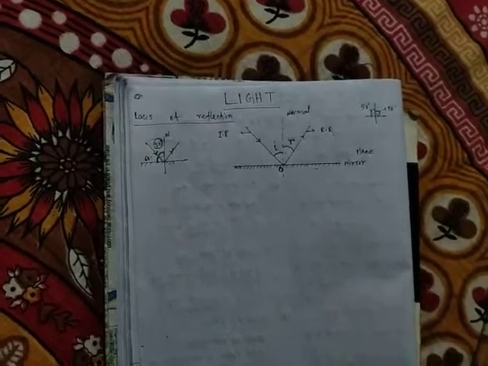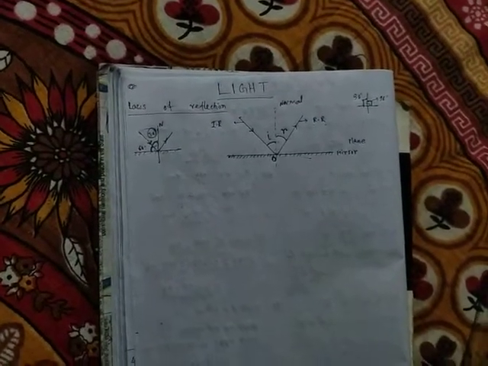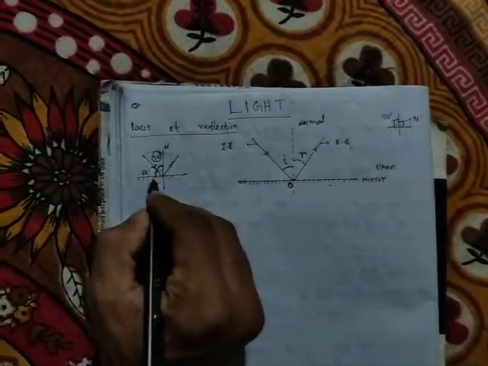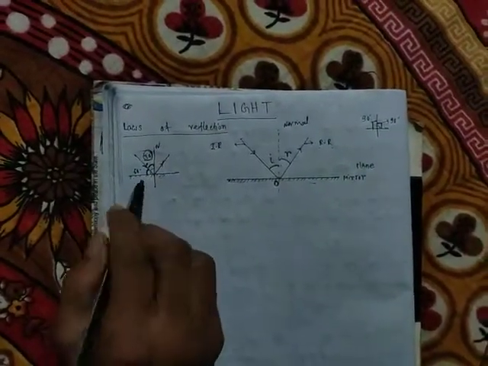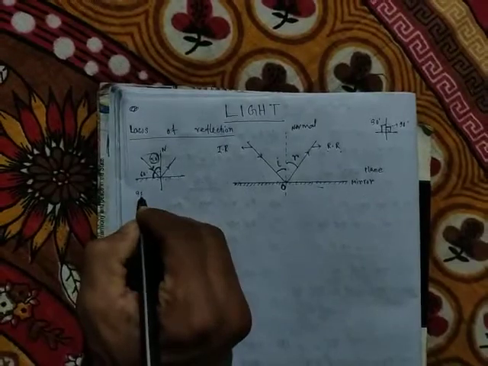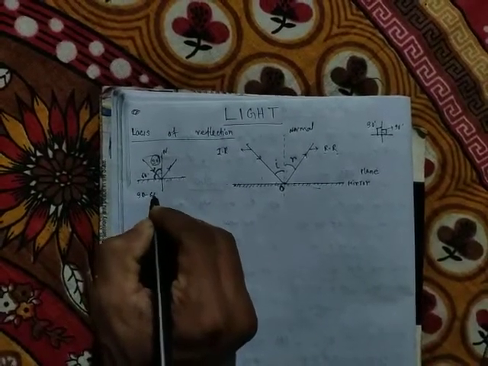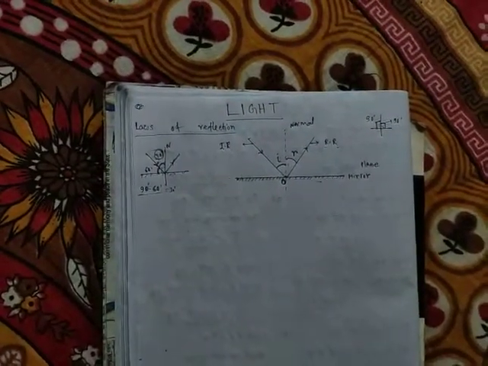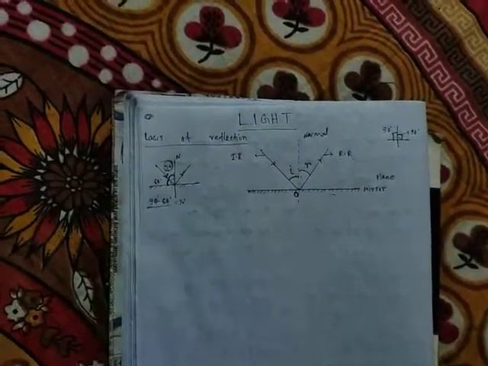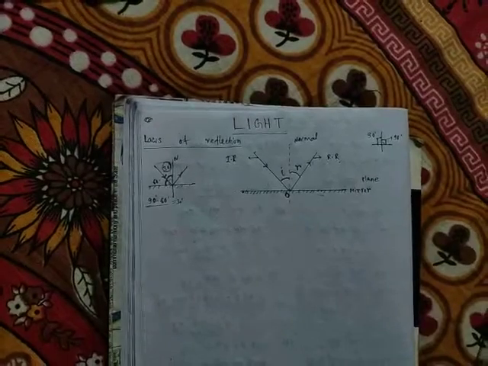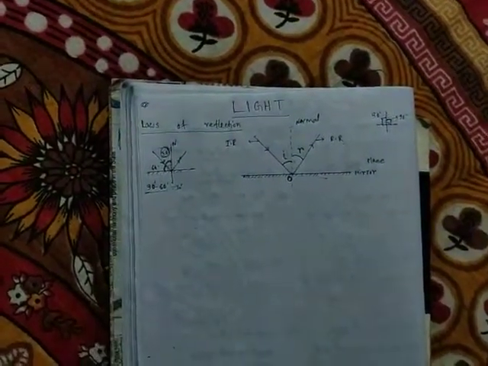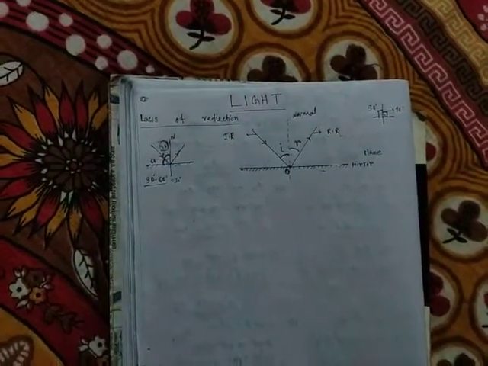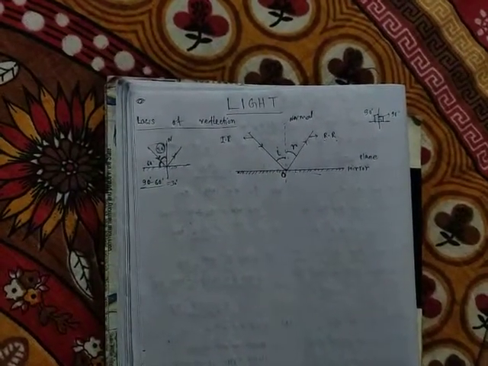Clear? So this kind of sums can come in the examination. I've told you that whenever you see the angle is given with the surface, then always subtract from 90 degrees. Subtract from 90 degrees. Clear? Because the angle of incidence or the angle of reflection is made with the normal.